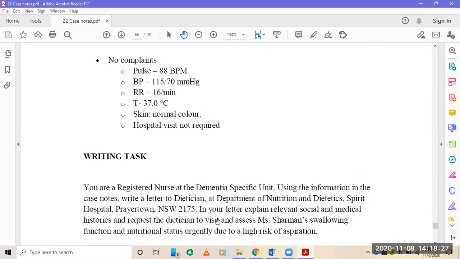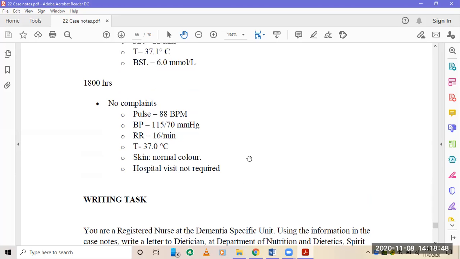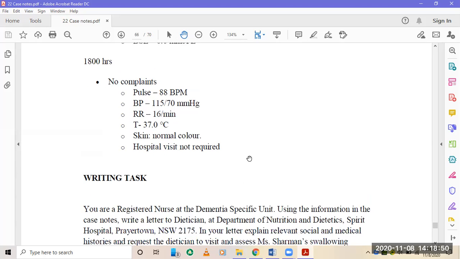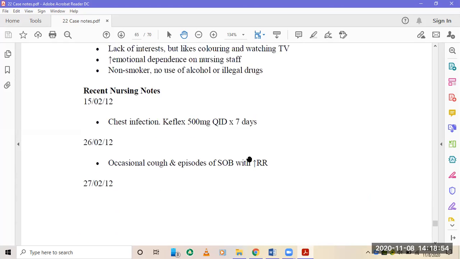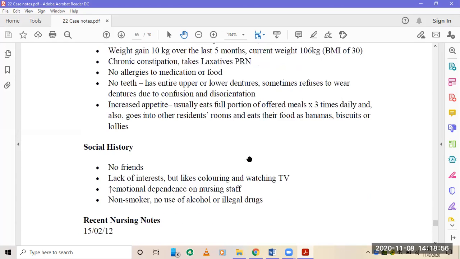So no one is taking the patient to the dietitian, but the dietitian is supposed to visit the patient. That is the exact reason why we are writing the letter. And assess Ms. Sharman's swallowing function and nutritional status urgently due to a high risk of aspiration. So this also we have to mention to the dietitian when we start off writing the letter. So yes, after we have read this, we go directly to the starting of the case notes.